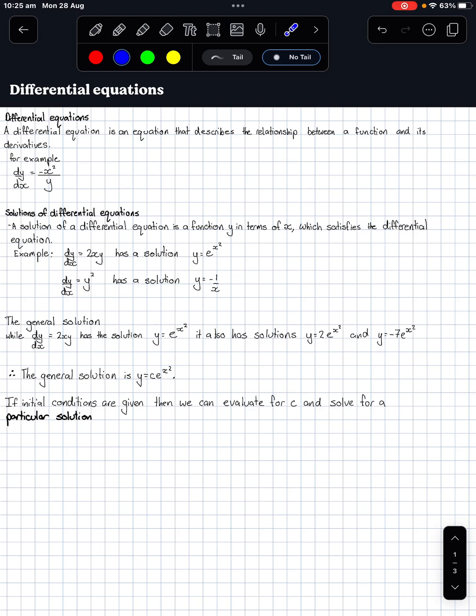All right, jumping into our next section. So differential equations. A differential equation is an equation that describes the relationship between a function and its derivative. For example, dy/dx equals negative x squared over y. So this is a differential equation: we've got a function here and a derivative here, describing a relationship. And so that's the main point.